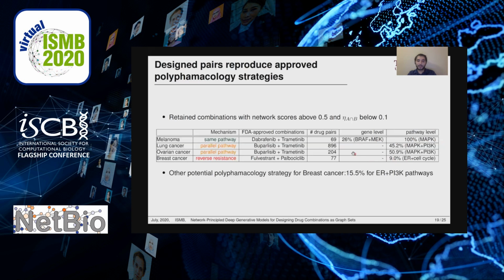We have shown that out of these 896, 45% almost attack this MAPK and PI3K complementarily and jointly. It's a complementary exposure criteria. And 51% almost attack MAPK and PI3K for ovarian, and 9% of them ER and cell cycle. And even, for example, for ER, for breast cancer, it has been shown that the ER and PI3K pathway itself is important as well. So we have looked at the other potential pharmacology strategies for breast cancer, and 15% of them attack ER and PI3K in the complementary exposure way.